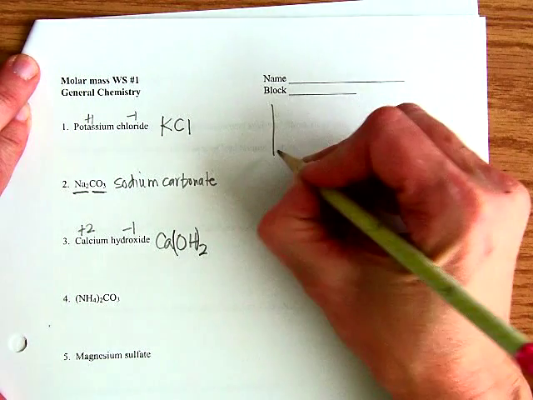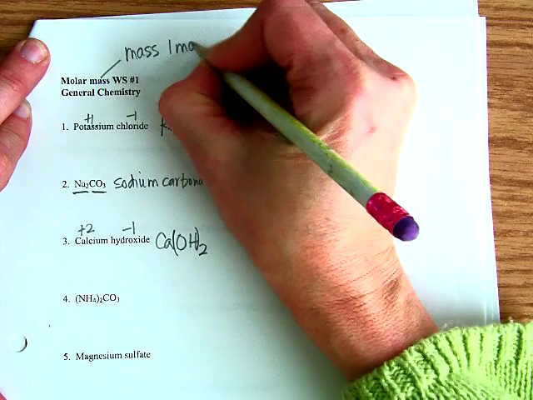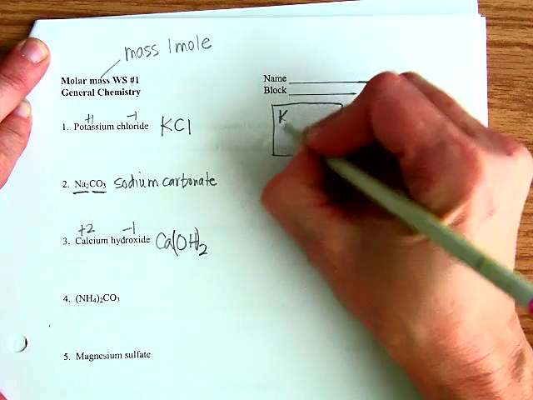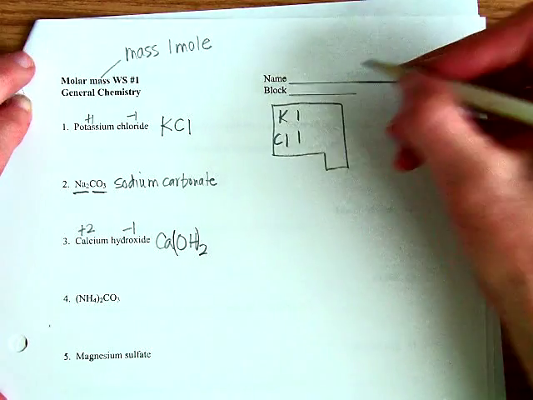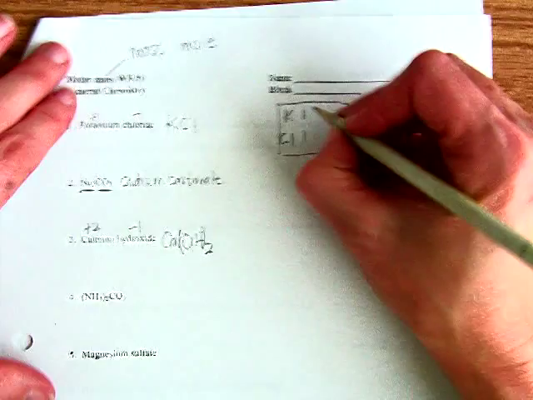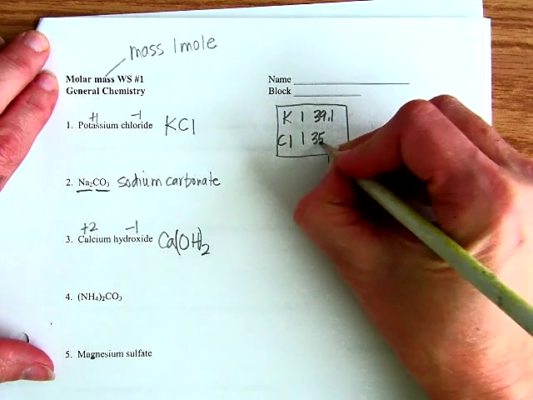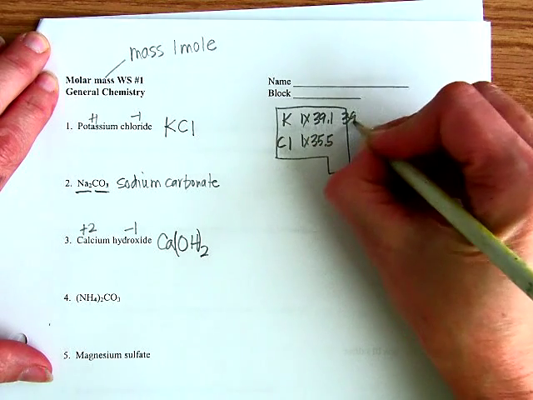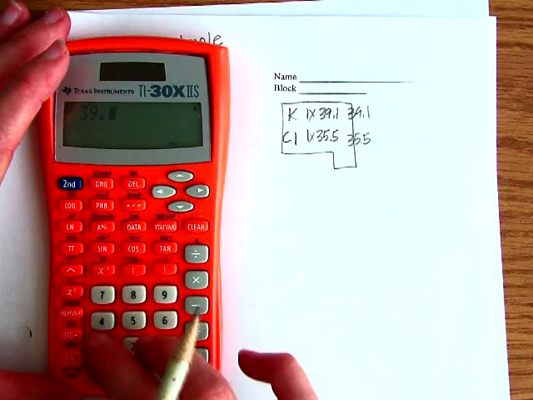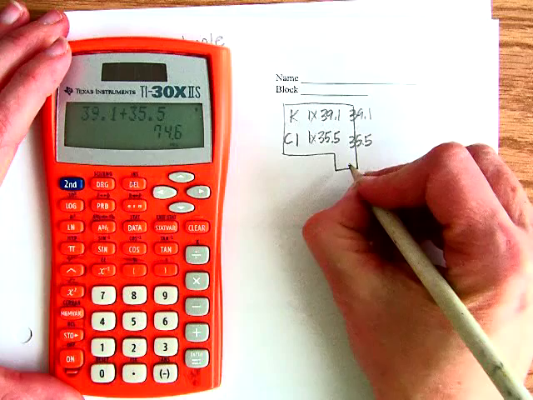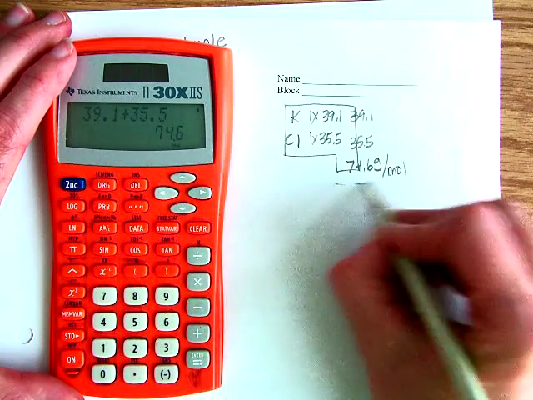Second of all, you will be molar massing. The question is, what is the mass of 1 mole of each of these compounds? So you would write the atoms out, how many there are, and look up the masses. Potassium is a 39.1, chloride is a 35.5, times those together, add them up, 39.1 plus 35.5, 74.6. Don't forget to put your units. That is how much 1 mole would weigh.